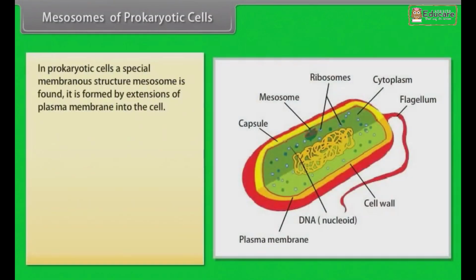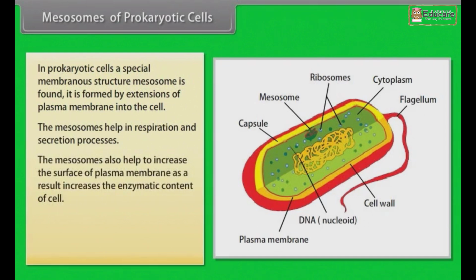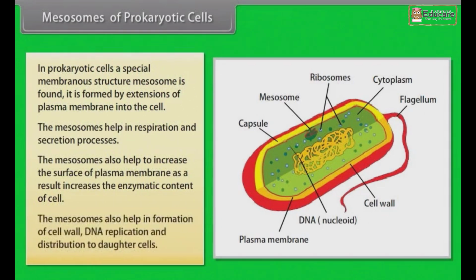Mesosomes of prokaryotic cells. In prokaryotic cells, a special membranous structure, the mesosome, is found. It is formed by extensions of the plasma membrane into the cell. The mesosomes help in respiration and secretion processes. They also help to increase the surface of the plasma membrane, and as a result increase the enzymatic content of the cell. The mesosomes also help in formation of the cell wall, DNA replication, and distribution to daughter cells.